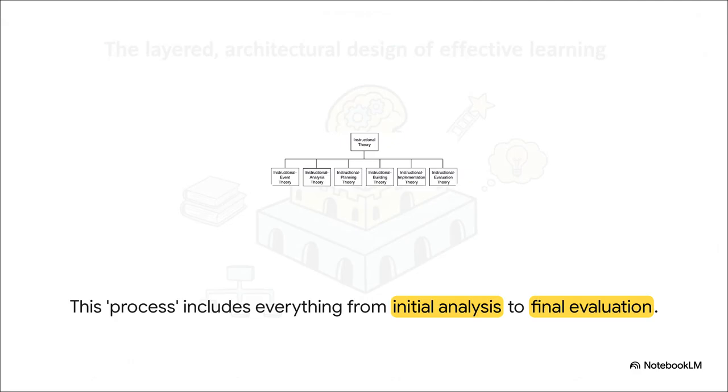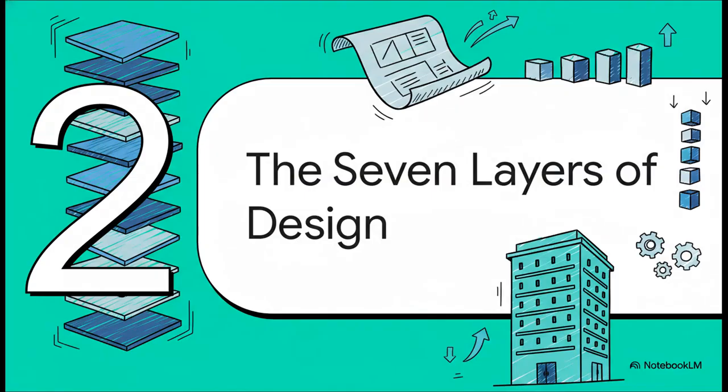And get this, the blueprint part isn't just one thing. It's actually a whole collection of different design theories. You can see 6 different types here. And what's wild is that only one of them, this one called instructional event theory, is about the building itself. The other 5, they're all about the process, the analysis, the planning, the evaluation, the whole shebang. All right, so now that we've got the blueprint sorted, how about we take a tour of the building? Let's walk through the 7 essential layers that you'll find in any really well-designed learning experience.